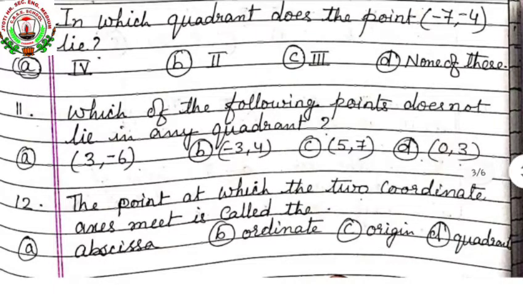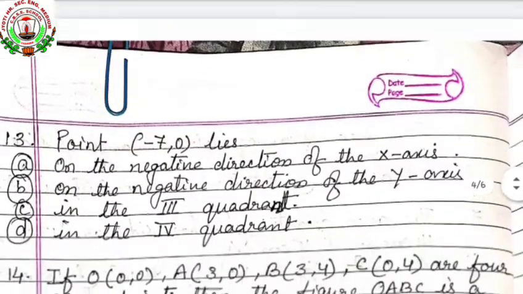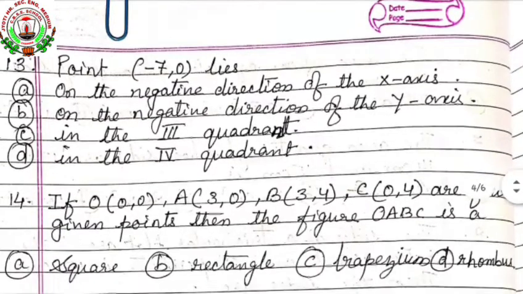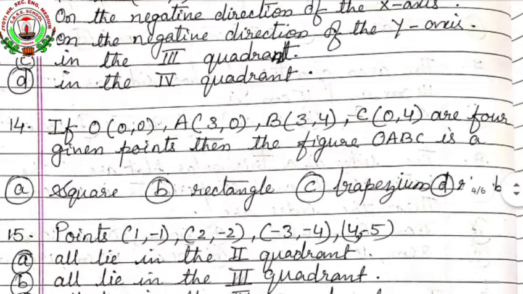Okay. Now 12th question, the point at which the two coordinate axes, x-axis and y-axis, meet. When they meet at a point, what is that point called? From the options, select the correct one. Then 13th question, the point -7, 0 lies, out of the 4 options, see which option is the right one. This point lies on which axis? Okay, check it out.